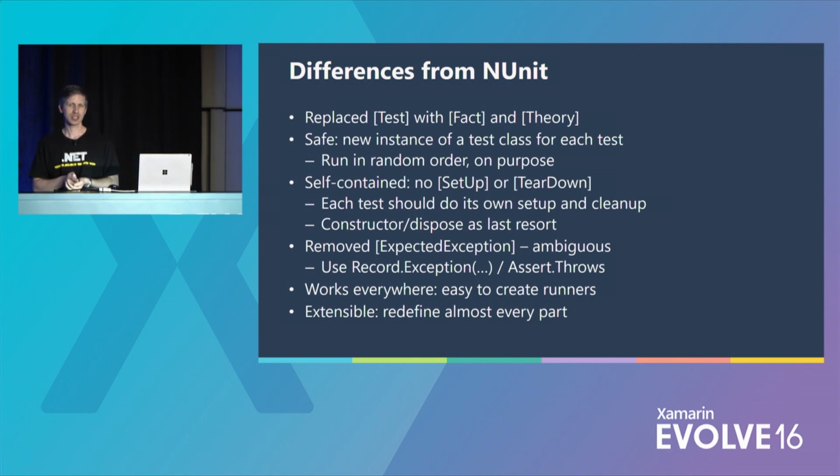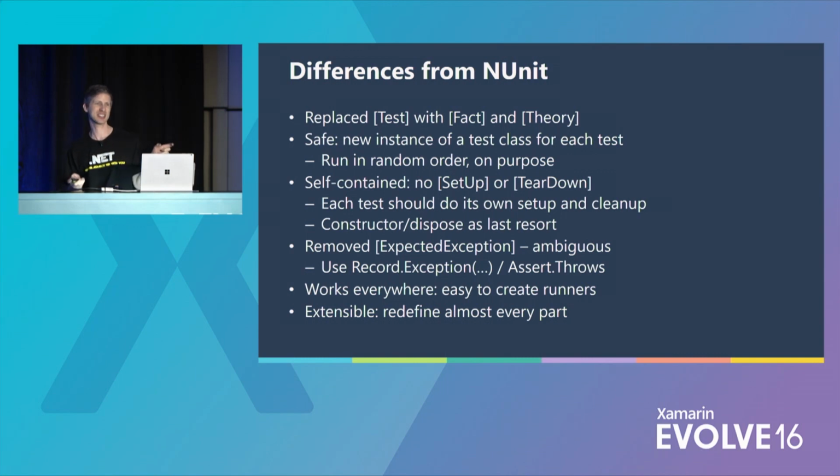So another key difference from NUnit is that xUnit creates a new instance of your test class for every test method that executes. And this is really for safety. xUnit doesn't want to make any guarantees or promises over which order your test methods are going to run in, because that tends to lead to bad, dangerous side effects that you don't intend.